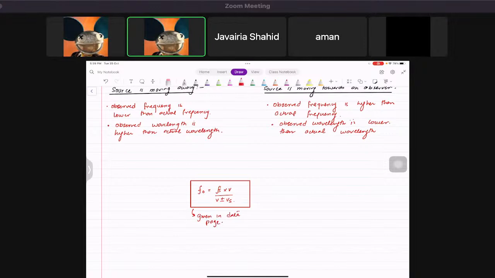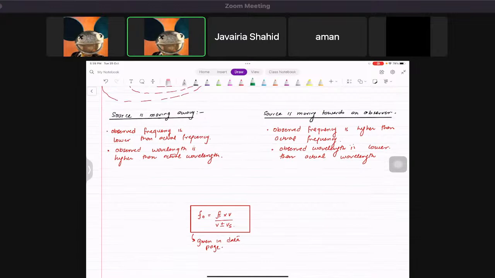So what you need to remember is that when you see in a question that the source is moving away, you use F naught equals Fs times V over V plus Vs. I'm going to explain what these symbols mean. You have to add plus. And when it's moving towards an observer, you do F naught equals Fs times V over V minus Vs.